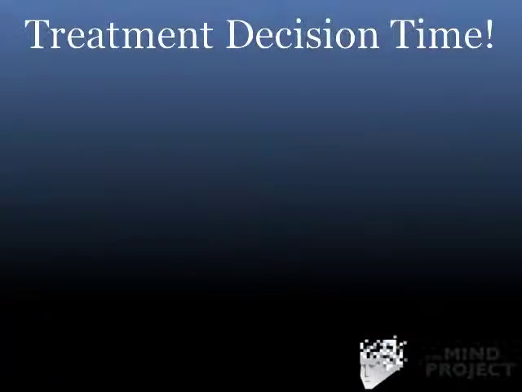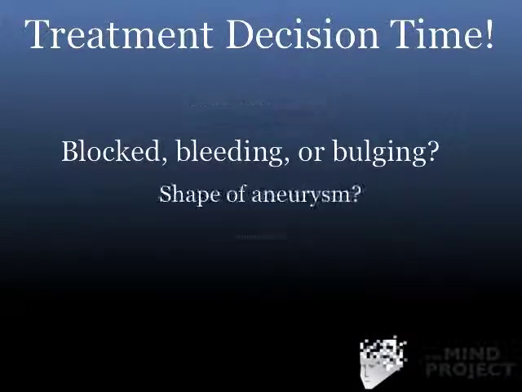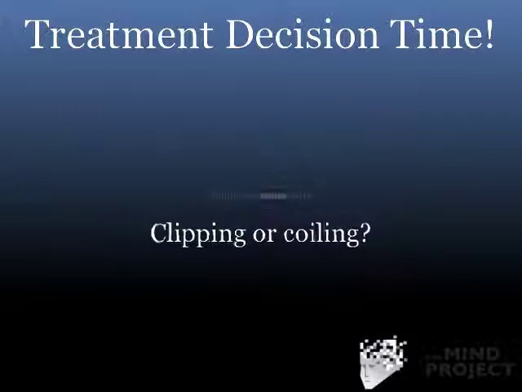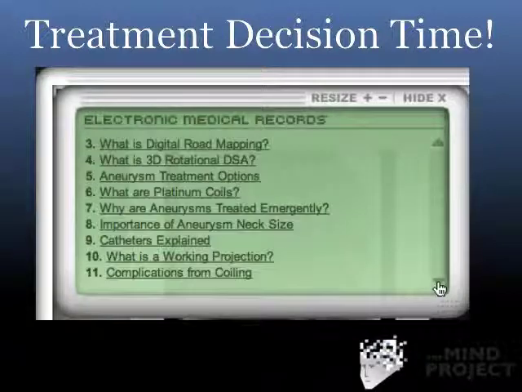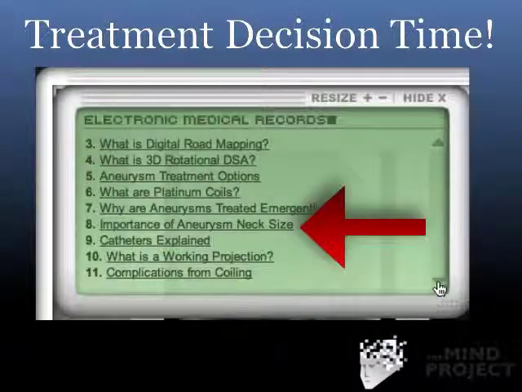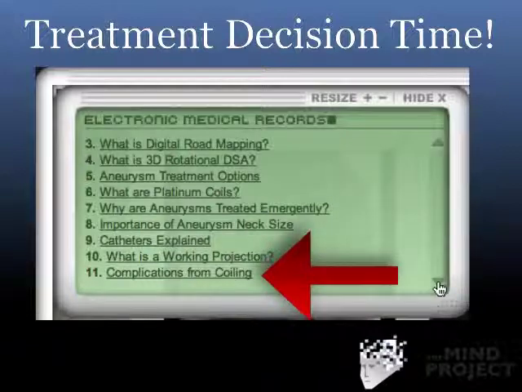It's treatment decision time. The student now has a variety of data, images, and information about the aneurysm and will be asked how to treat it. Student should refer to the EMR and read sections titled Aneurysm Treatment Options, Importance of Aneurysm Neck Size, What is a Working Projection, and Complications from Coiling.